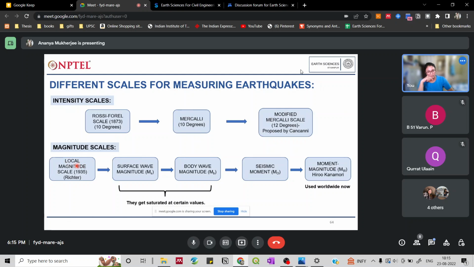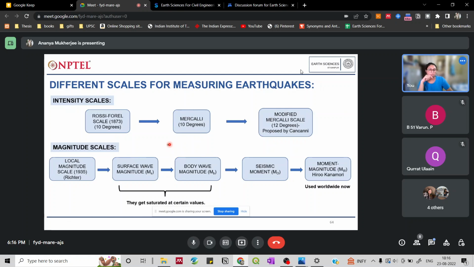But then it could not quantify very deep earthquakes, or the earthquakes with larger focal depths. Then we had the two different wave magnitudes: body wave magnitude and surface wave magnitude. These were also used for a particular time, where they would quantify using the surface waves and the body waves. One of the advantages of the magnitude scales is that this does not change with respect to the place.